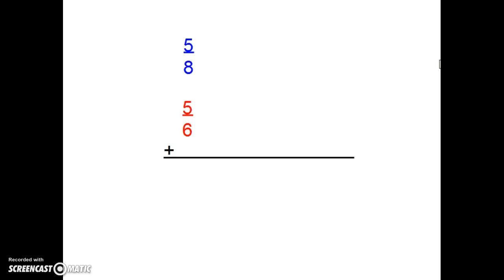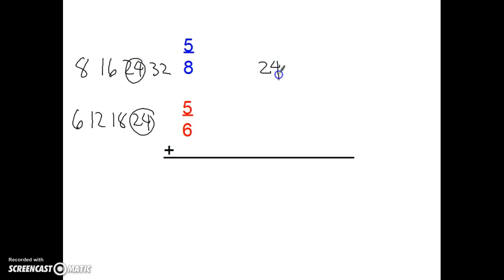Here we go. I need an LCM. 8, 16, 24, 32. 6, 12, 18, 24. There we go. We're going to 24ths. 6 times 4 gets me there. And by the way, if you're having a hard time figuring out what I'm going to multiply it by, we just did it right here. 6 times 1, 6 times 2, 6 times 3, 6 times 4. So 5 times 4, 5, 10, 15, 20.